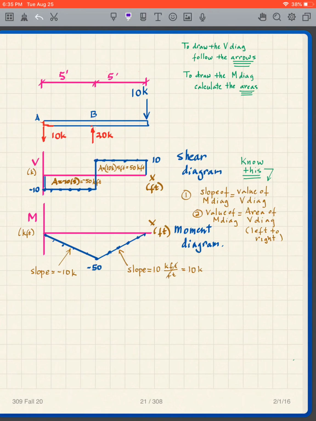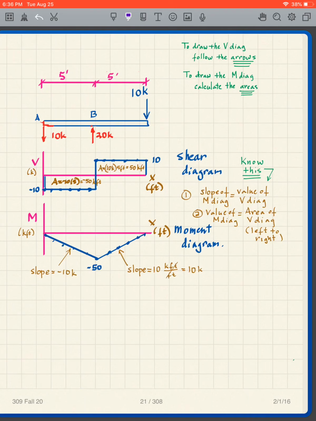Okay, now what I'm going to do is get the areas. So now I'm going to get the areas here. I'm going to get this area, I'm going to get that area. Well, that distance is 5 feet. That is negative 10 kips. So it's a rectangle. So that area is 5 feet times negative 10 is negative 50. This area is 5 feet times positive 10 is positive 50.